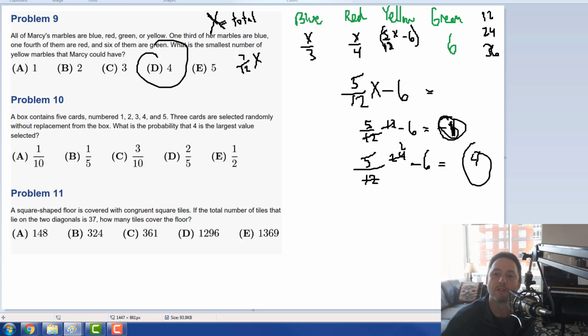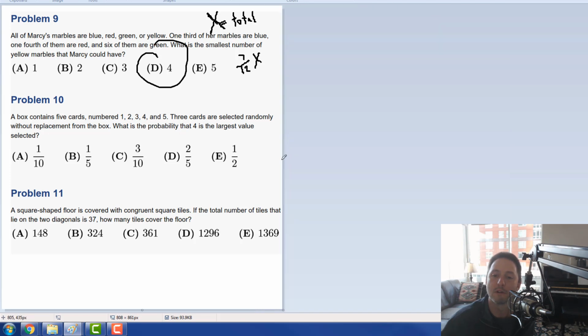And let's just check. Let's just say she has 4 yellow marbles. And what did we say? We said she had 24 total. 1/3 would be 8. 1/4 would be 6. And there are 6 green ones. So if we add these up, we get 14 and 10. We get 24. Everything checks out. Okay, let's pull my eraser over. Let's go to the next one.